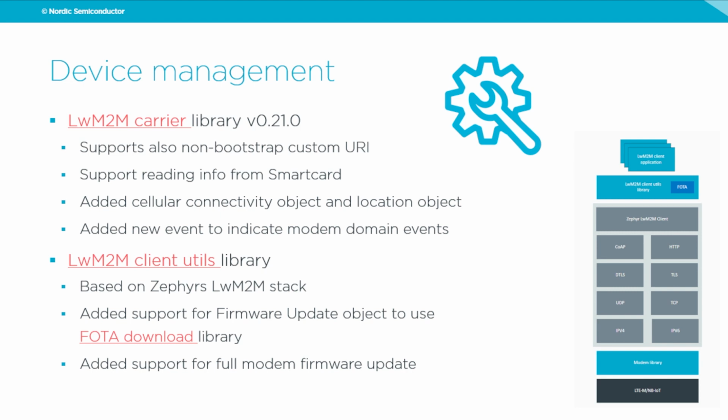Some device management updates. We have the lightweight machine-to-machine carrier library version 0.21. You now have support for non-bootstrap custom URIs and also support for reading information from a smart card. We also added cellular connectivity objects and location objects, and added new events to indicate the modem domain events. You have to enable this carrier library if you're going to certify to some specific carriers. This is listed on our website, which you can find at the link here.